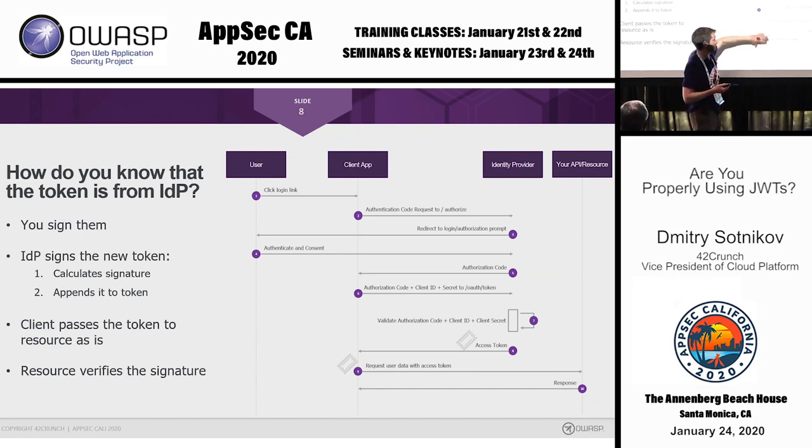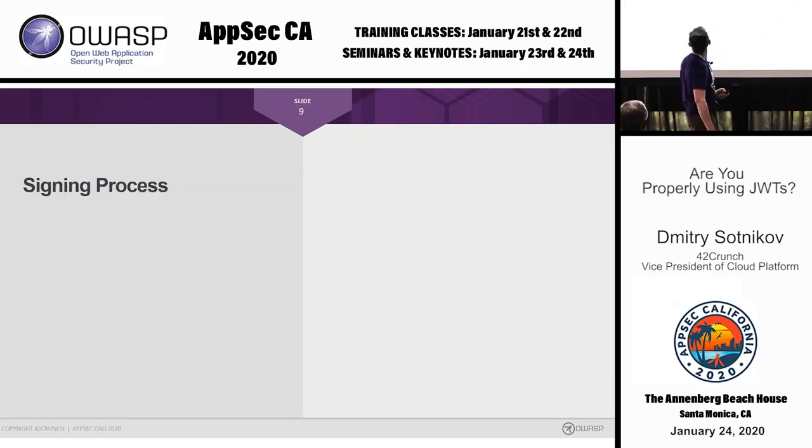For the client, from an OAuth perspective, OAuth as a standard says that the token needs to be opaque to the client. So the client doesn't need to know what's in the token, right? The client just takes the token and passes it. So the client actually doesn't verify anything, it just passes along whatever it got. But the resource can verify the signature.